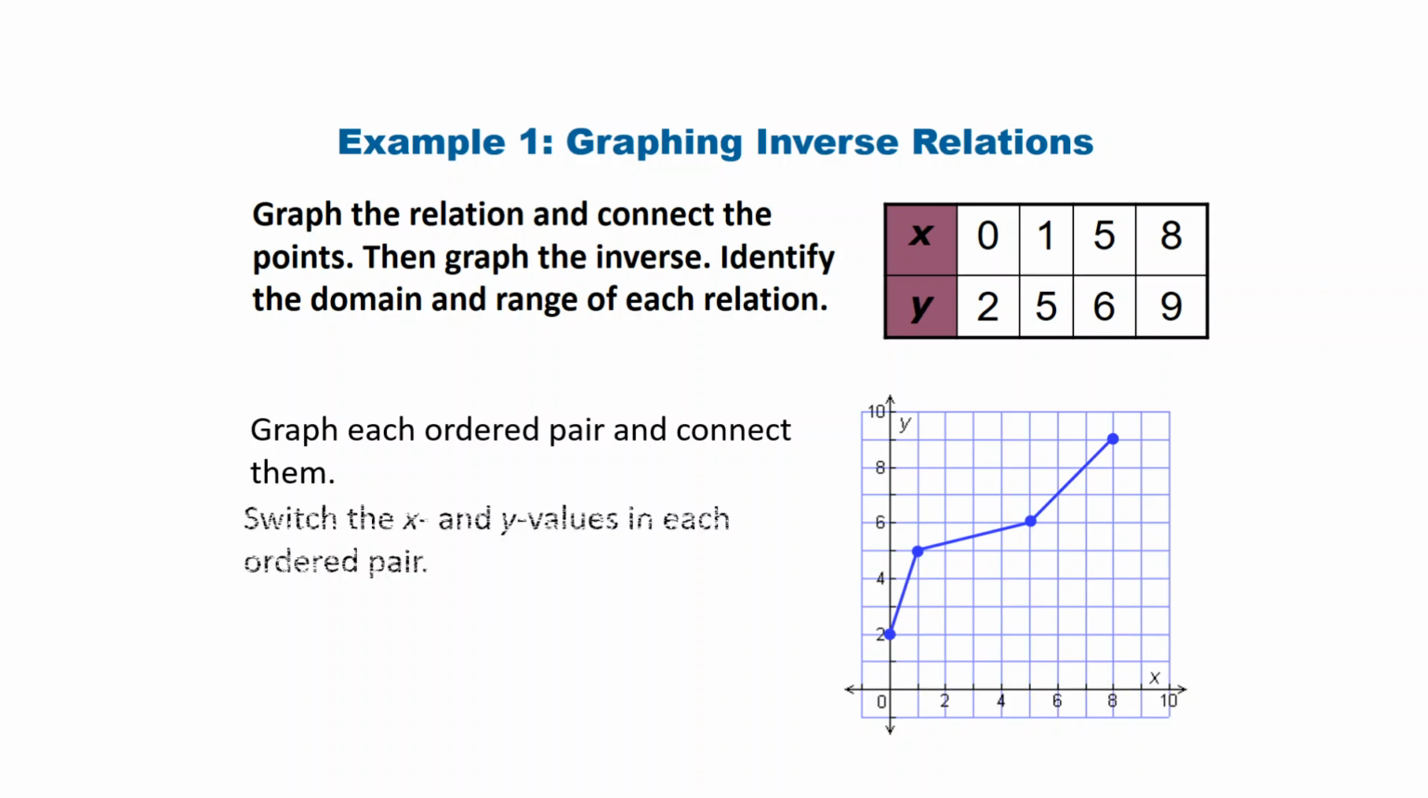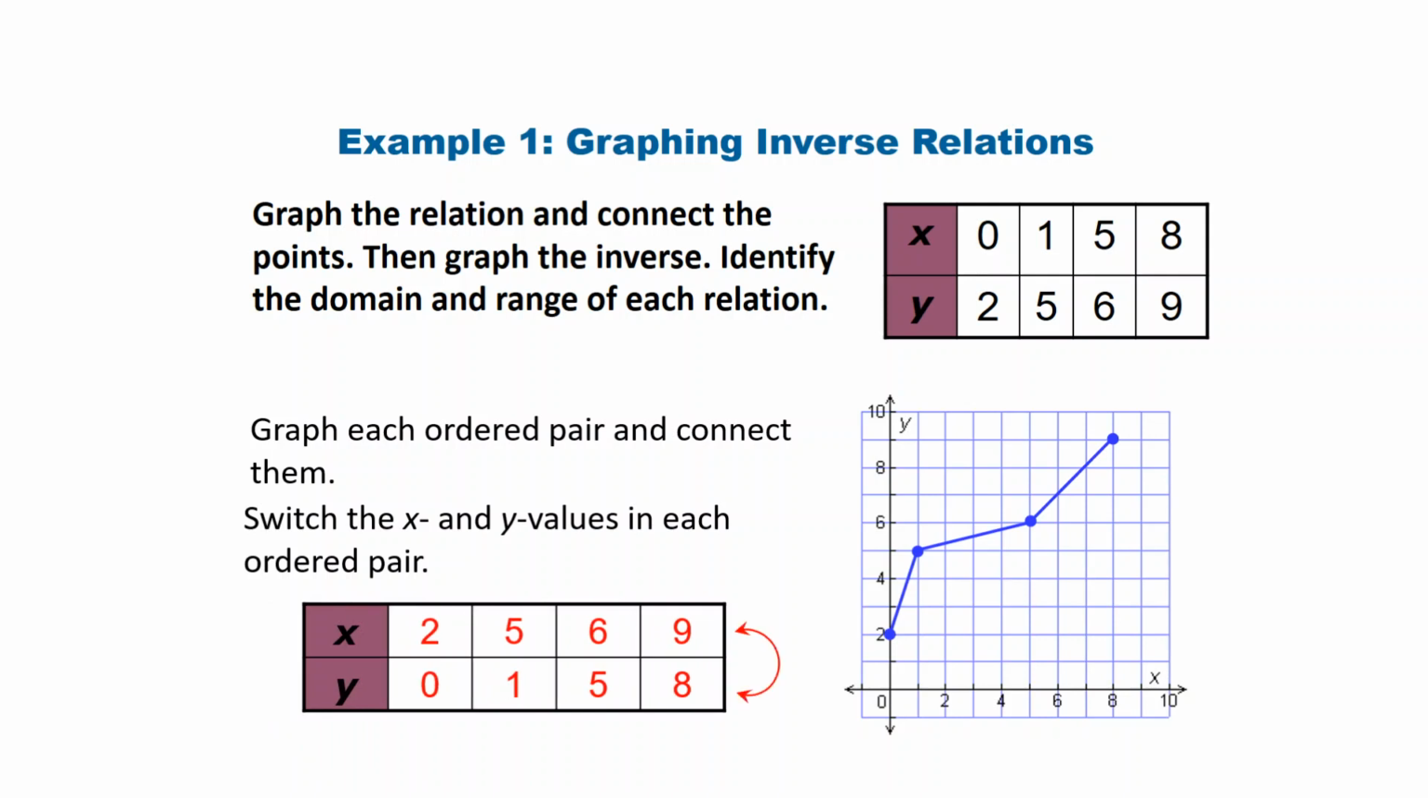Next, what we have to do is switch the x and y values in each ordered pair. So as you can see, the x has now become y. Up above we had (0, 2), but now we have (2, 0). Here we had (1, 5), but now we have (5, 1), and so on. (5, 6) has been switched to (6, 5).